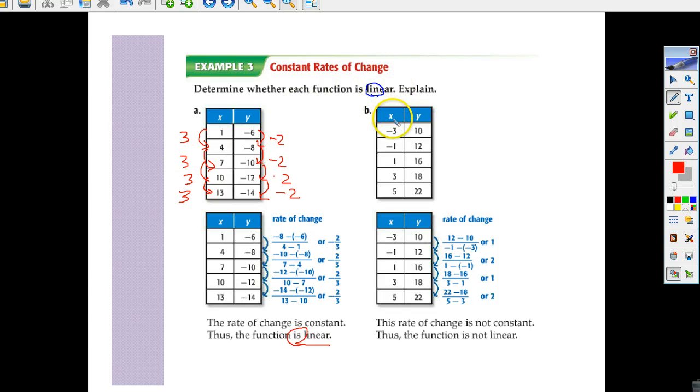Now let's try for here. From here to here, you added 2. Add 2. Add 2, and add 2. So far, so good. Now the y's. Add 2. From here to here, whoa, that's add 4. So that's not right. So this means it's not a linear function. Okay, it has to be consistent, okay, all the way through. If there's something that's not, then it is not a linear function.